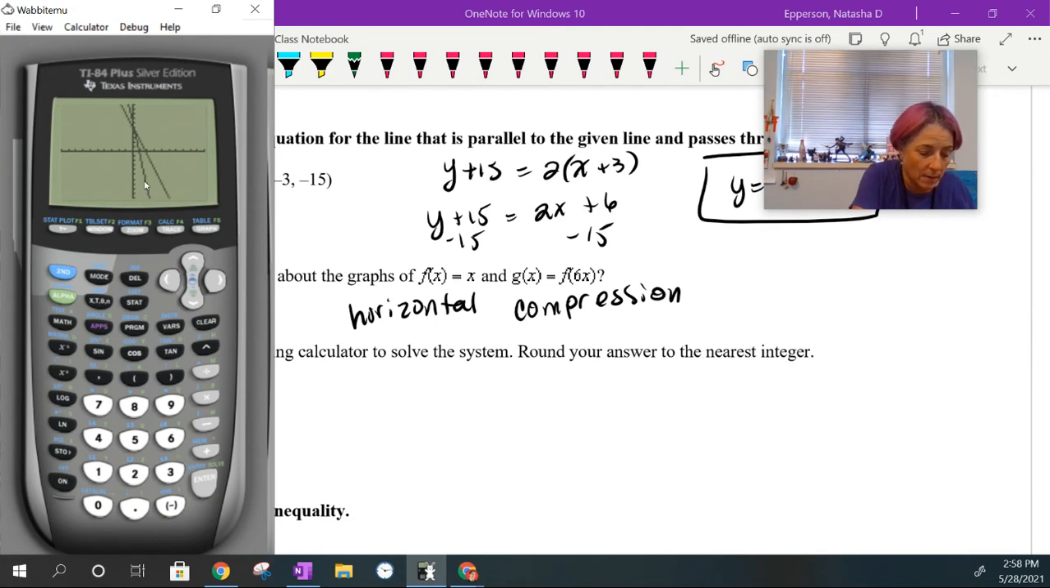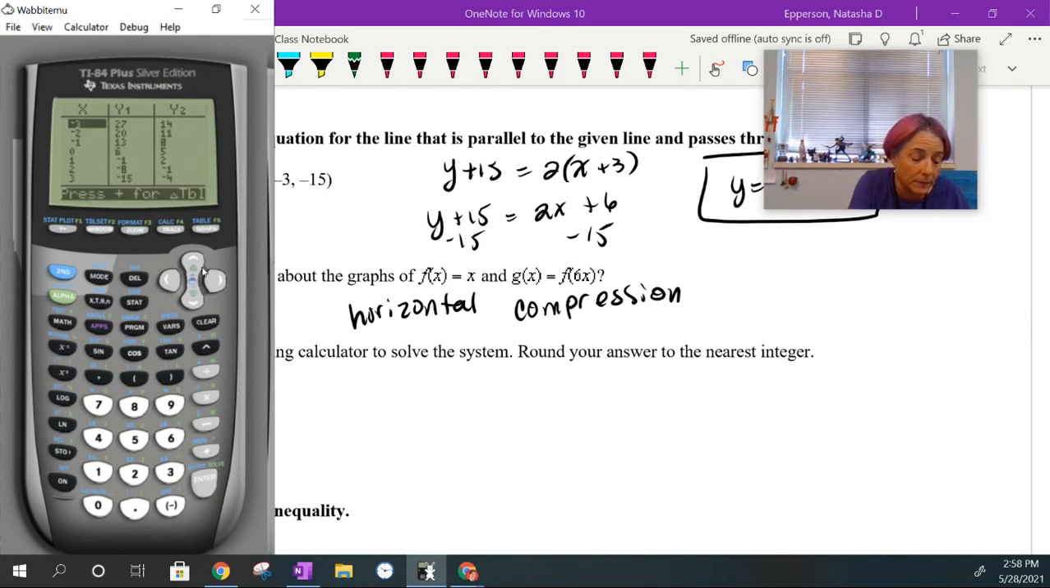Okay, they intersect right there in the positive x region, so I'm going to go to second graph. I'm going to look at my positive x values. So I'm looking where y1 and y2 match, which is kind of interesting because it's going to be somewhere in between. No, that means that they're intersecting in a fraction. They're saying round to the nearest integer.